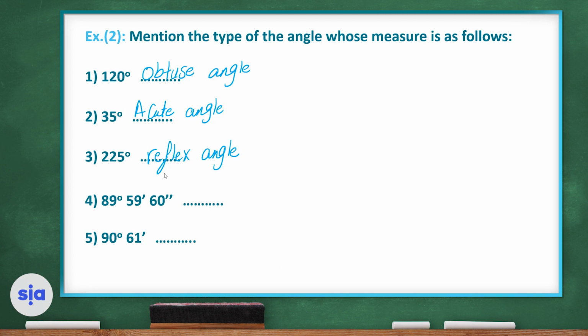Question 4. 89 degrees, 59 minutes and 60 seconds. So this is the same as 90 degrees, which is a right angle. Question 5. 90 degrees and 61 minutes. If it's above 90, so it is an obtuse angle.